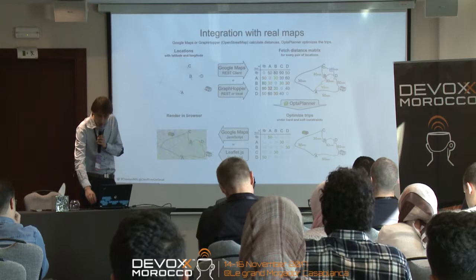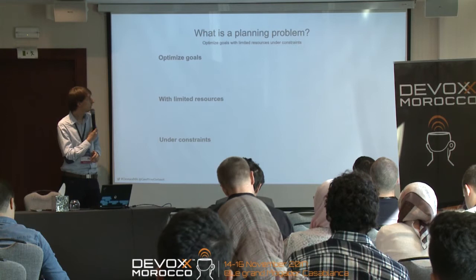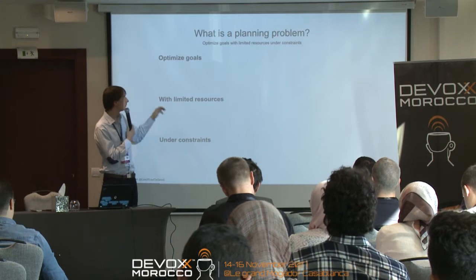Let me now jump into the more general. What are planning problems? Because this was just one kind of planning problem, and I'll jump into some other cases right now too. So not just vehicle routing. But before we do, I want to explain what, in general, is a planning problem. So we want to optimize goals with limited resources under constraints.